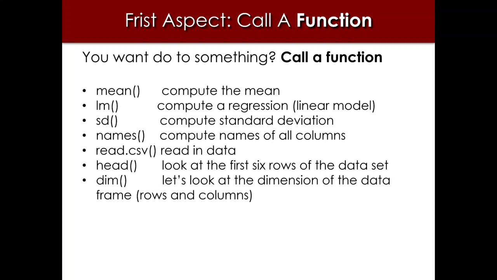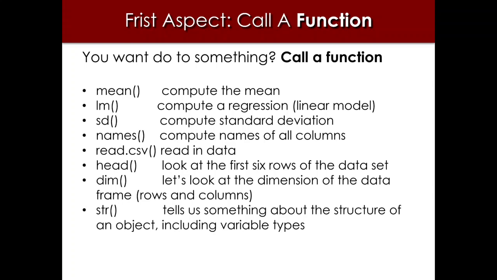Dim is something very useful because dim means the dimension of a data set, which means we can see how many rows and columns we have. str is a shortcut for structure, and that gives us an insight of the structure of the data object, including, for example, variable types, which become very useful then in the near future.